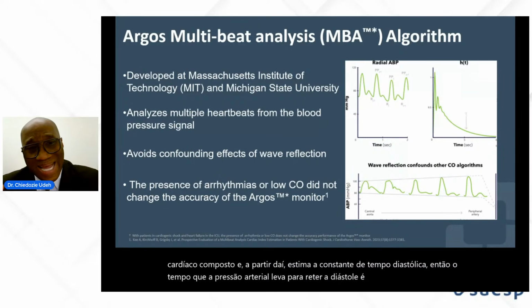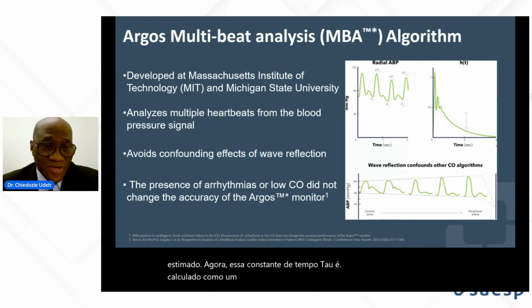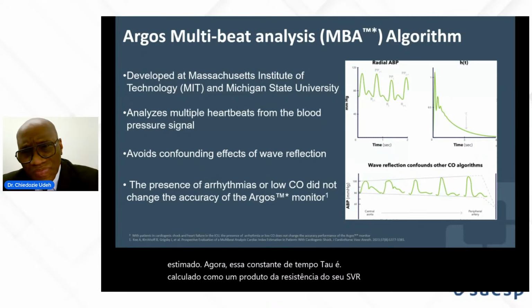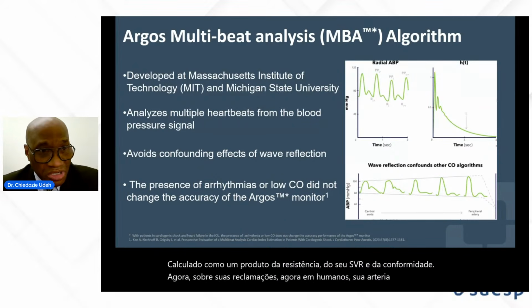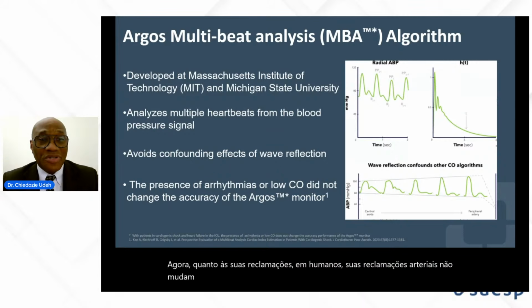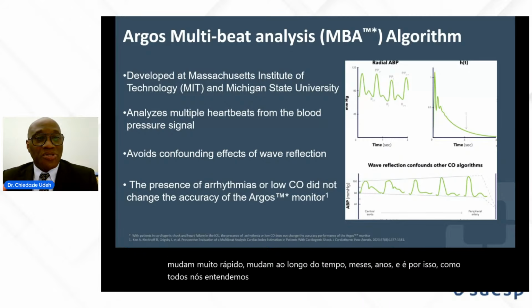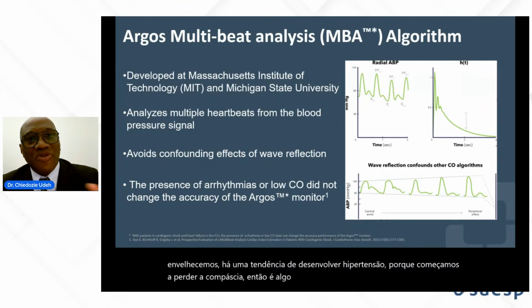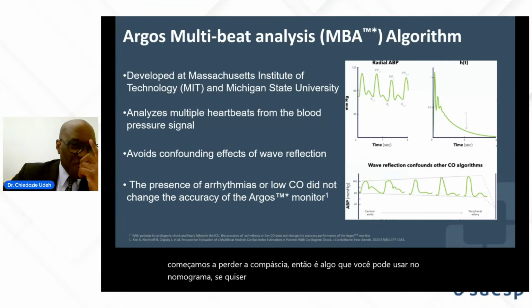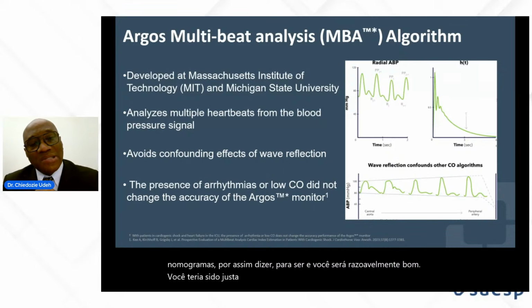Now that time constant tau is calculated as a product of resistance, your SVR, and compliance. Now, arterial compliance in humans doesn't change very quickly. It changes over months and years, which is why as we all get older, there's a tendency for us to develop hypertension because we begin to lose compliance. So you can use a nomogram, if you will, and you'll have fairly good stability in your estimates because compliance doesn't change quickly.